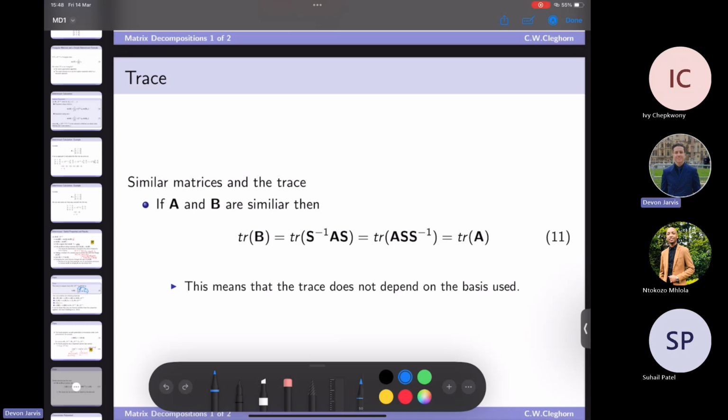You can also use this to show that similar matrices will have the same trace regardless of the basis, and it's nice that your trace is independent of the basis that you define it in. In this case, again, we substitute in for B, change the similar matrix definition, and now we use that cycle invariance to take that S over to the end, and now we get A S S inverse, and you get the trace of A. Cool. So again, this means the trace does not depend on the basis.